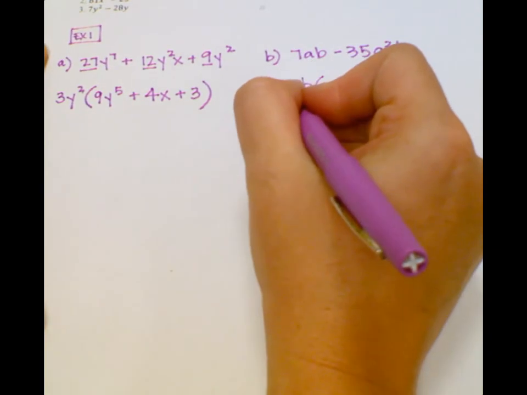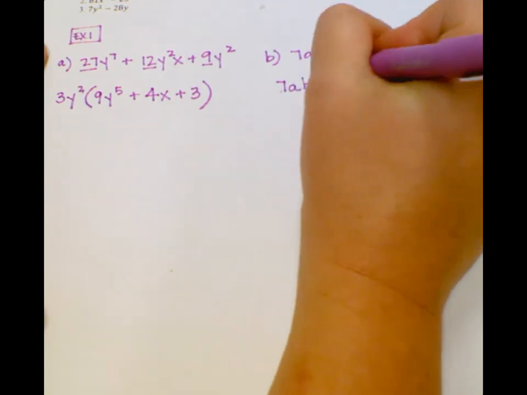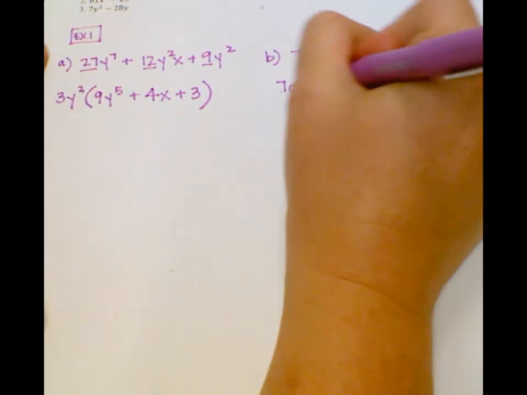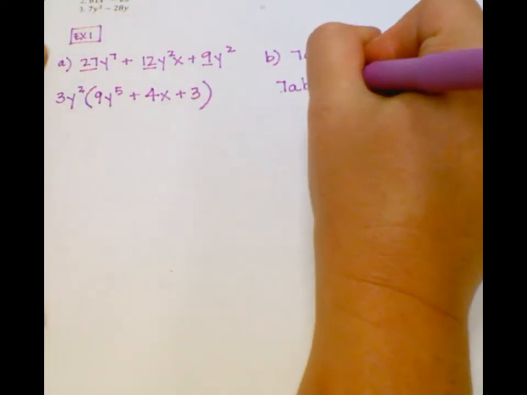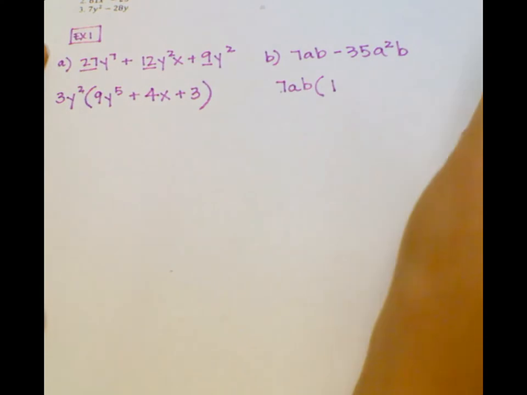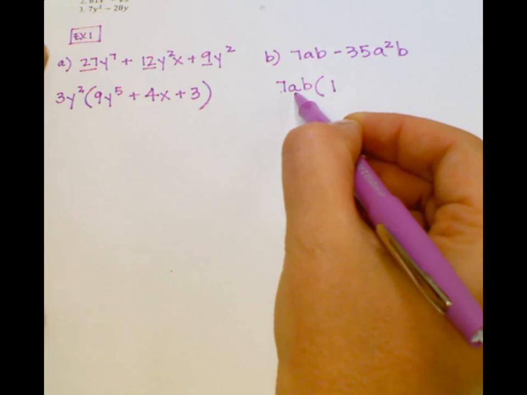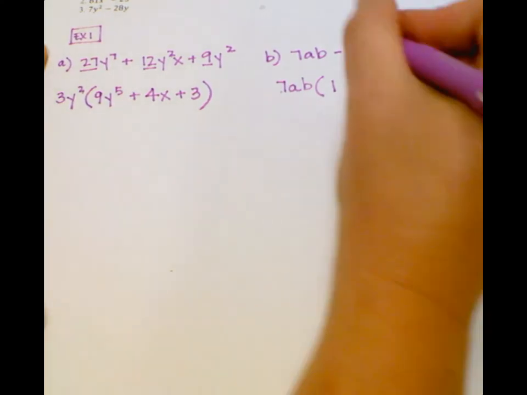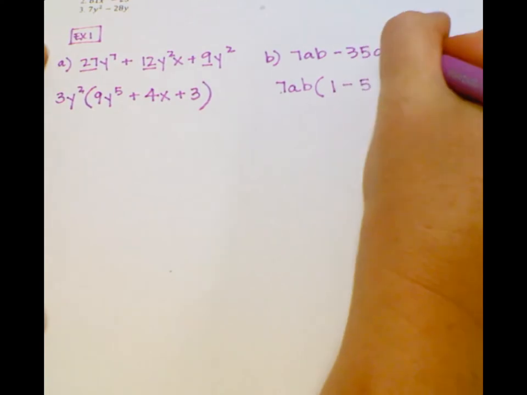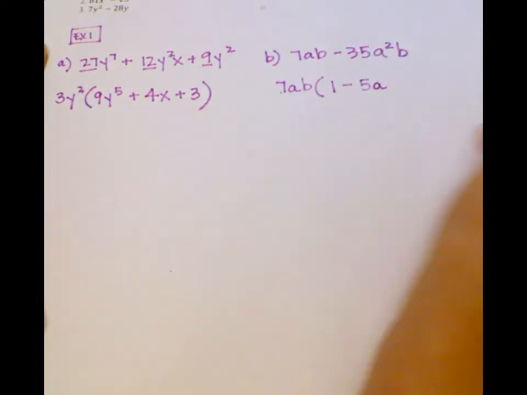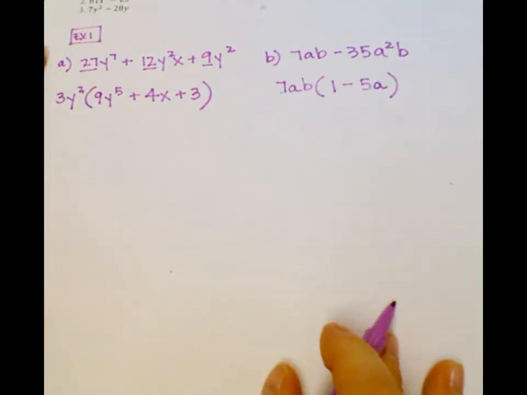7 divided by 7 is 1. A, you took that out. B, you took that out. So what we want to make sure of here is we don't put nothing here, like a 0. You want to hold the place with a 1, because when you do 8 divided by 8, that's 1. So 7ab divided by 7ab, that's 1. What is 35 divided by 7? 5. What's 2 minus 1? 1. And then you took that b out. And that's it. So that's your GCF.